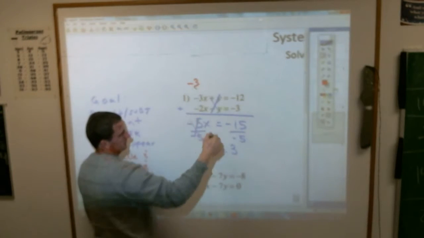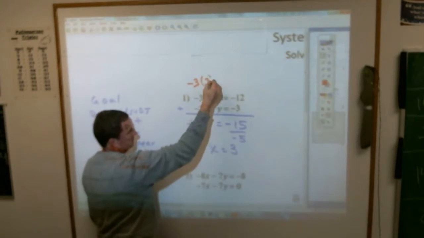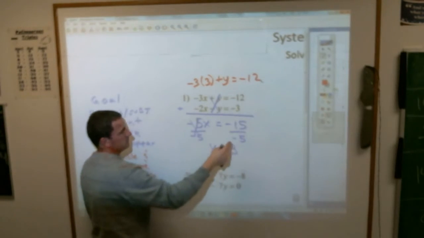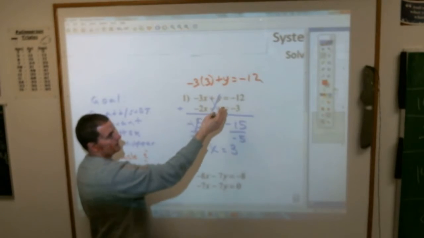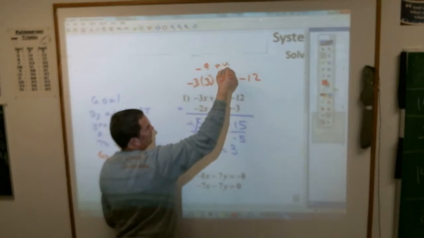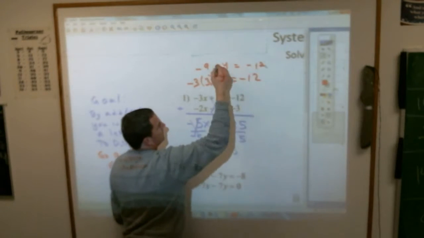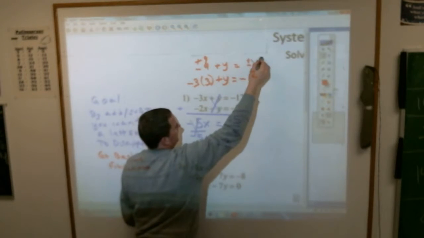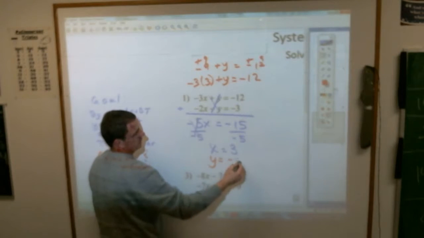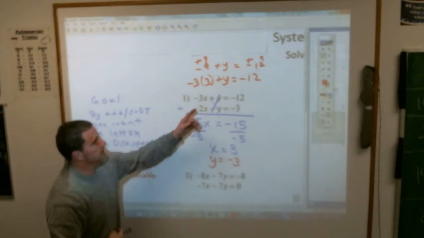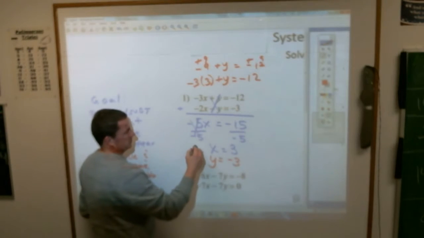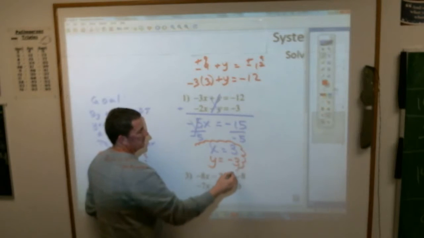Negative 3 times what we figured out x to be plus y equals negative 12. I just took my answer for what x is, put it in for x. Now I need to solve it to see what y is. Negative 3 times 3 is a negative 9 plus y equals negative 12. Add 9 to get it to the other side. Add 9 to negative 12, and I end up with y equaling a negative 3. Correct? Negative 12 plus 9 is negative 3. And there is, children, solving by elimination.